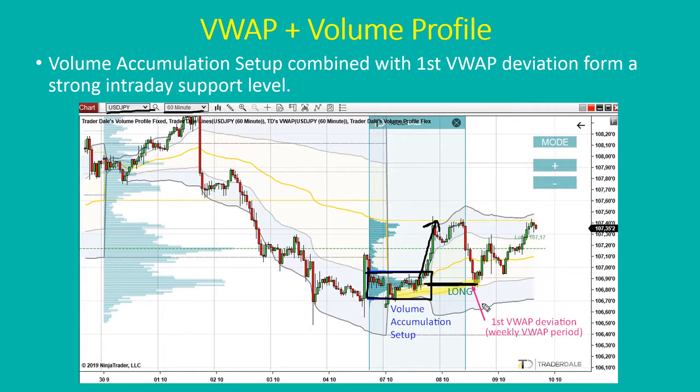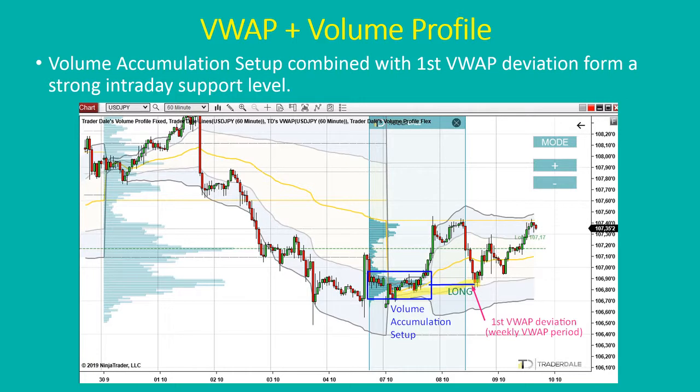I marked that in yellow. It started in here, then it developed. Right, this was the first VWAP deviation. And in this place, it met with this line, with the level from the volume accumulation setup. So it was a very strong confirmation of the level. And if I, for example, wasn't really sure whether to take this trade or not, and saw this confirmation by the first deviation, then it would definitely make me trade this level, to go long from there.